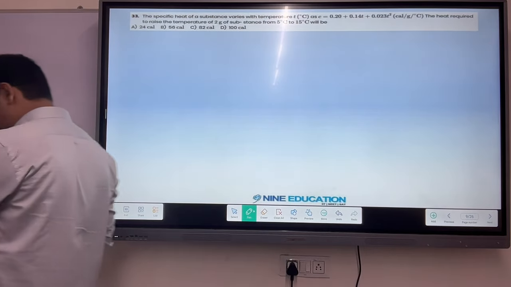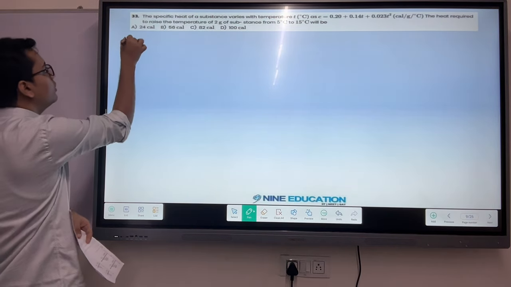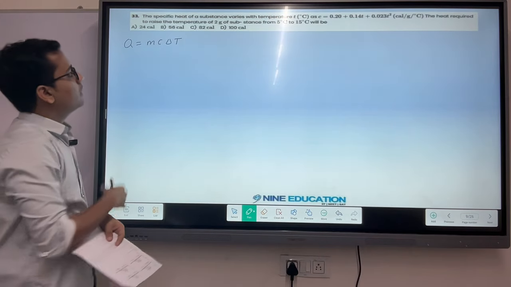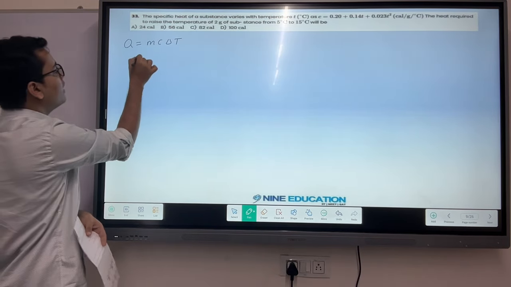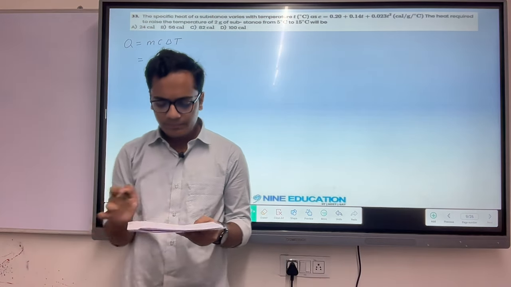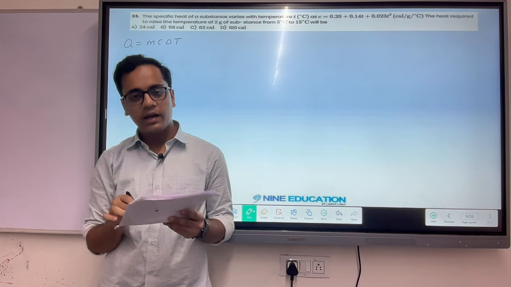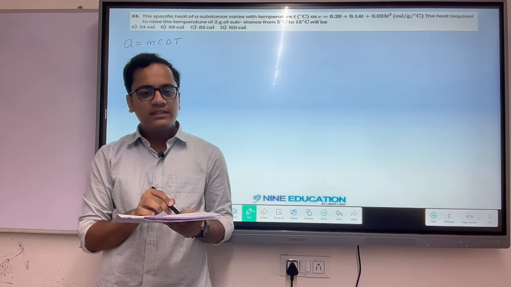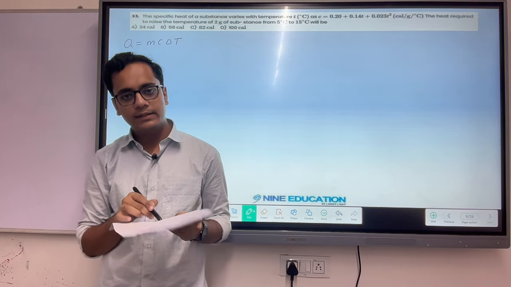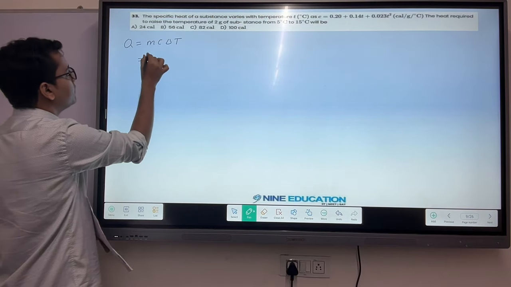Next one. This is a variable specific heat problem. You know that Q is equal to mc delta T. So simply write down all these values. Just make sure that units are consistent. The c value is given to you in degree Celsius and gram and calories. Mass is also in grams. The final answer is also in calories, and the temperature difference is also in Celsius. So all the units are consistent. We can directly substitute these values.